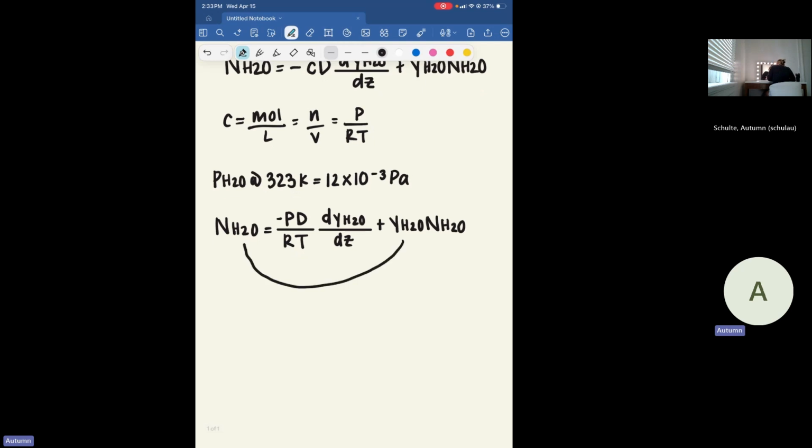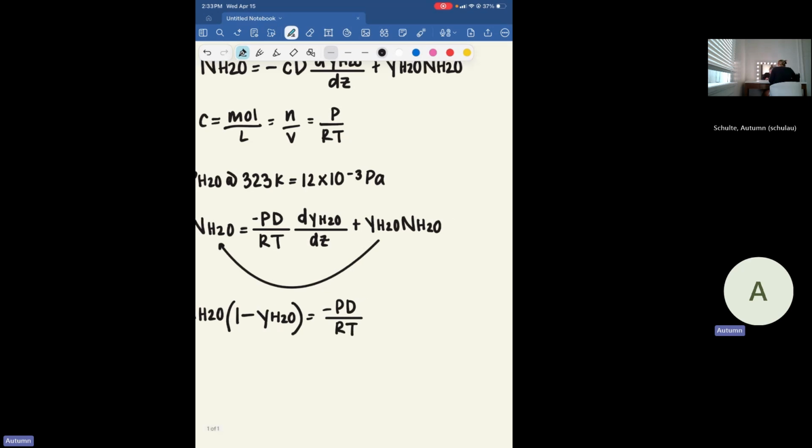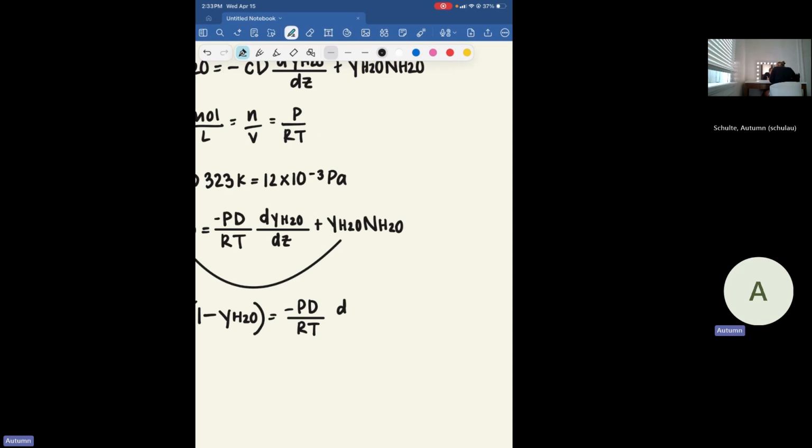So now if we move this over to the other side, we will find that this is the mole fraction of the water, the molar flux of the water multiplied by 1 minus the mole fraction of our water. And this is equal to negative the pressure times the diffusion coefficient multiplied by the gas constant R and the temperature T, multiplied by the derivative of the mole fraction of water with respect to Z.